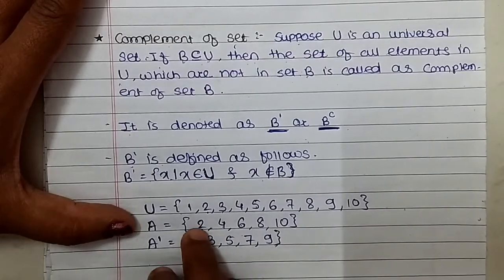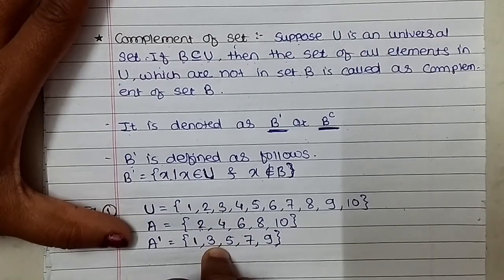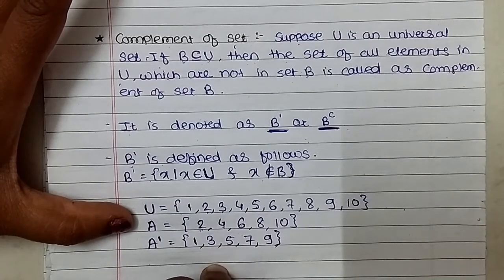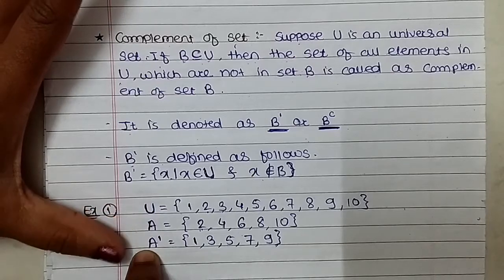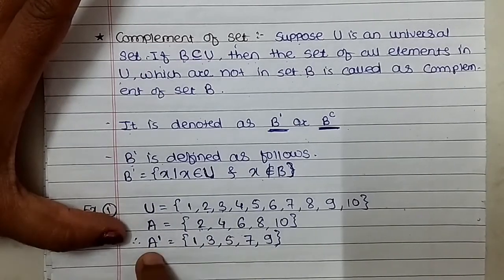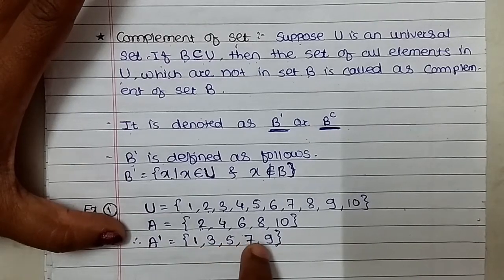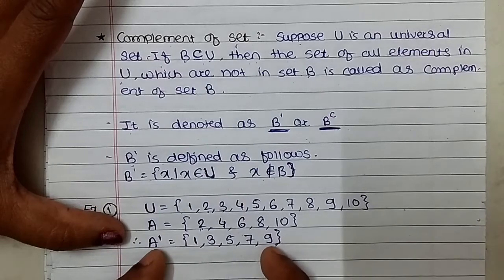That means those elements which are not present in set A, we write in another set, and this set is called the complement of set A. Clear? Understand how to calculate the complement of a set? Therefore the complement of A is equal to 1, 3, 5, 7 and 9. So how to represent this complement set with the help of a Venn diagram?